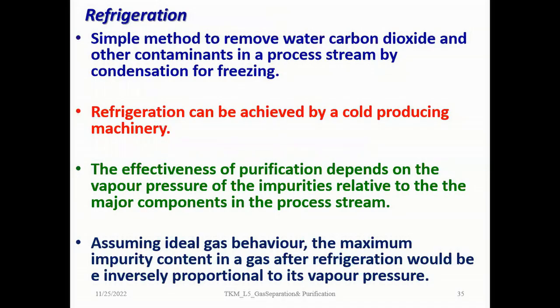What is refrigeration? Refrigeration is a simple method to remove water, carbon dioxide, and other contaminants in the process stream just by condensation or freezing. Refrigeration can be achieved either by cold producing machinery or a cryogenic fluid, whichever way you want to do it. The effectiveness of the purification depends on the vapor pressure of the impurities relative to the major components of the process stream. So, the lower the vapor pressure, the more it is separated out.